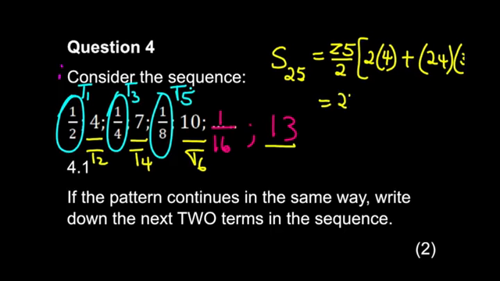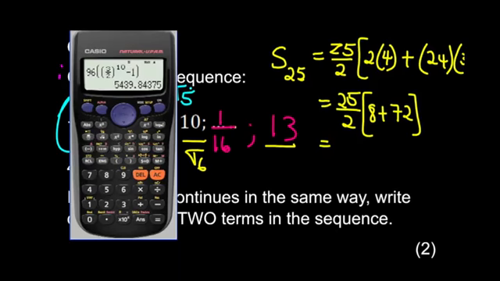So that would be 25 over 2 into 8 plus 72. So that's in total 25 divided by 2 times 80. Okay, 25 divided by 2 times 80. It would be 1,000.